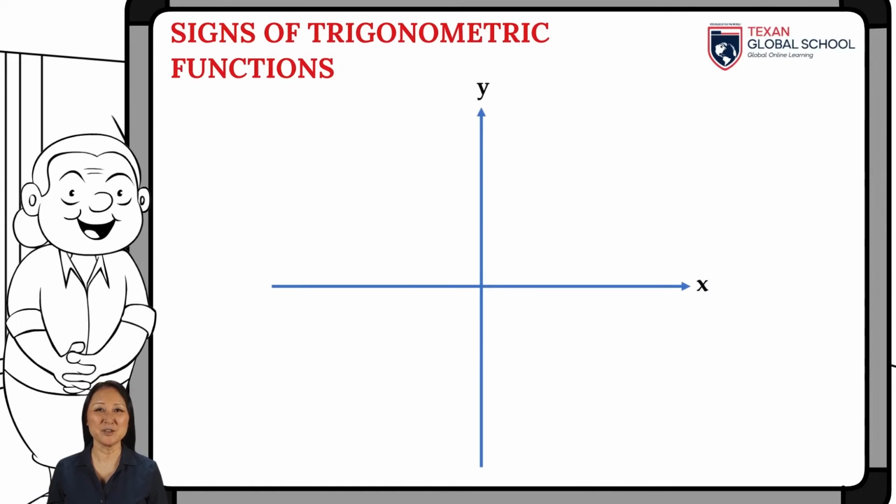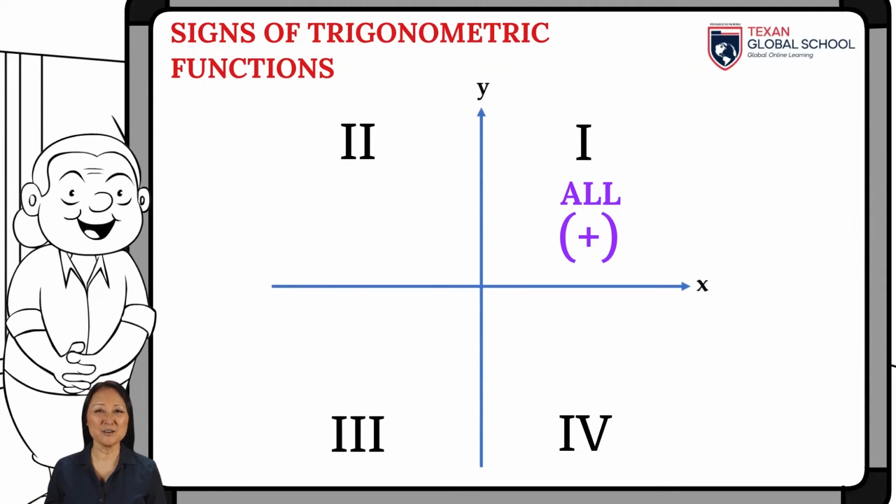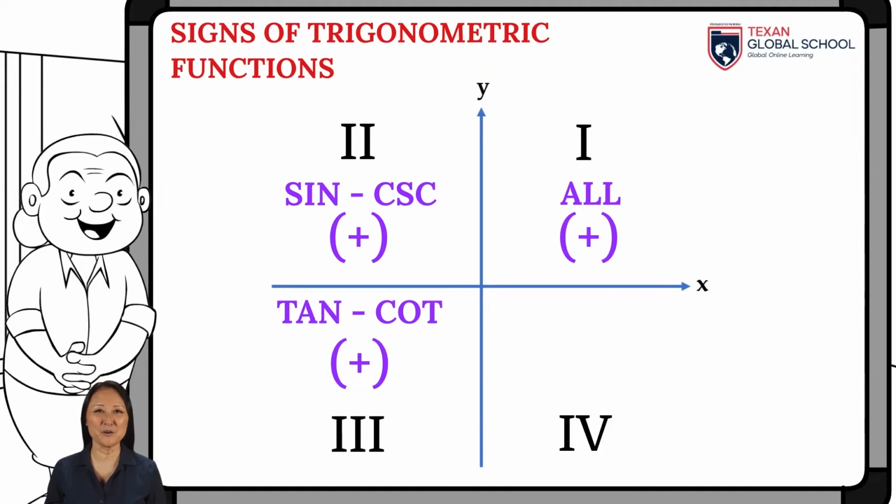We can also visualize the signs on the plane according to each quadrant. In quadrant 1, they are all positive. In quadrant 2, sine and cosecant. In quadrant 3, tangent and cotangent. And in quadrant 4, cosine and secant.